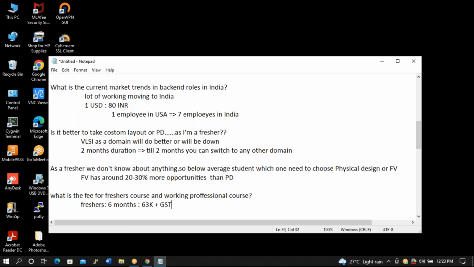Because I don't want to keep differentiating people. Generally, if we have a policy of reduction, we would have told everyone. For experienced people, it's a 4 months course, and the course fee would have been 49K plus GST. Again, you talk to the institute manager or the person who takes care of enrollment, he will help you with the actual final fee.